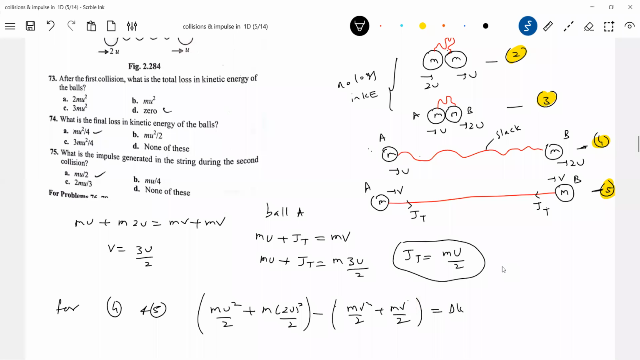Means a string will also absorb energy. Yes. What is then that one? So that's why in the books they call some strings inelastic strings. An elastic string will not absorb energy. An inelastic string will absorb energy. This is very important.